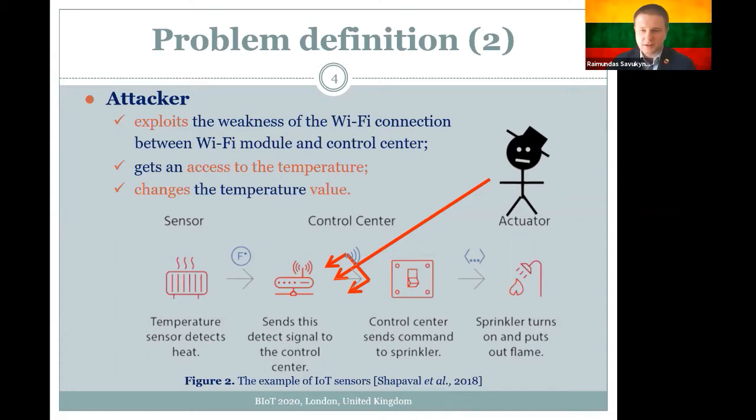Let's suppose that an attacker, who means to break the normal flow of this Internet of Things system, exploits the weakness of the Wi-Fi connection between the Wi-Fi module and the control center. This way, he gets access to the temperature going from the sensor. Then the attacker changes that temperature value, and this leads to overheating and consequently harm.